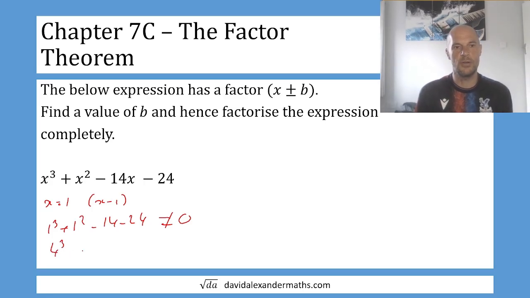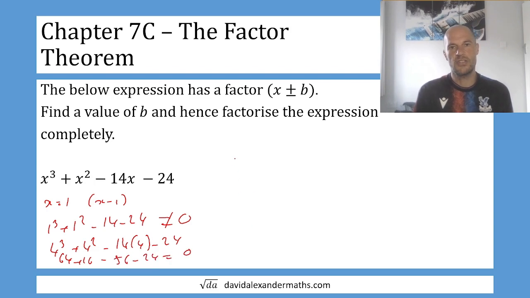Pretend you've guessed 4: 4 cubed plus 4 squared minus 14 times 4 minus 24. 4 cubed is 64. 64 plus 16 minus 14 times 4, which is 56, minus 24, and guess what? It equals 0. So 4 is a solution, so therefore if x equals 4, then x take away 4 is a factor.